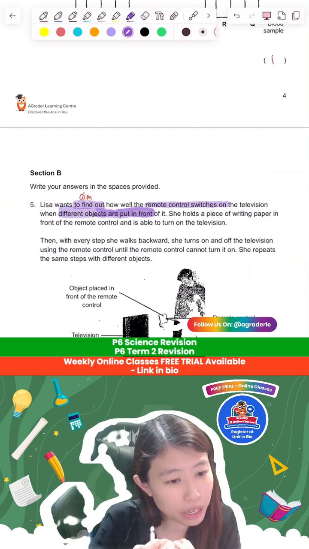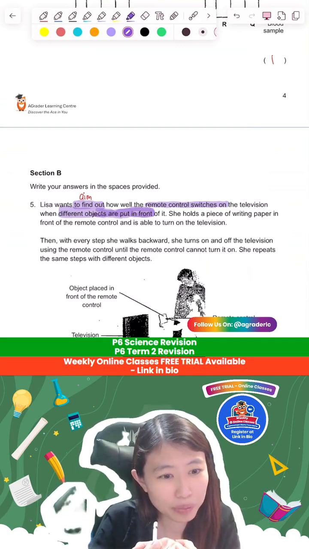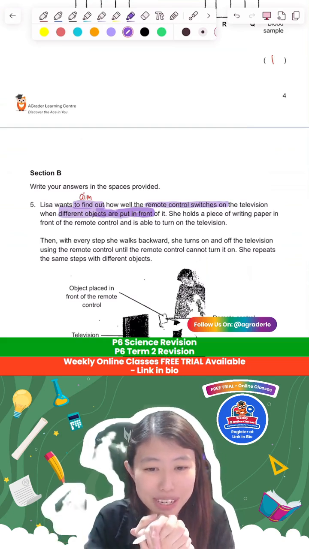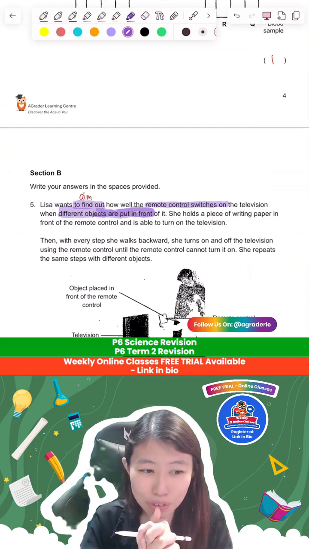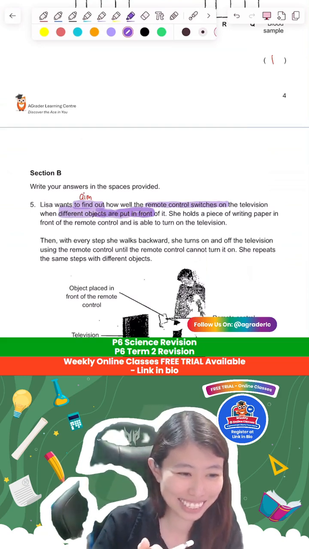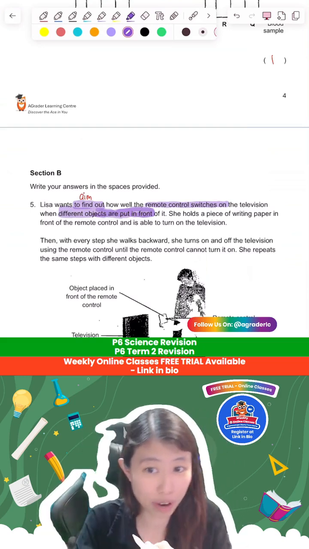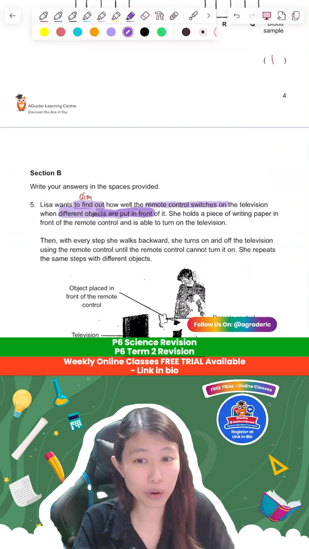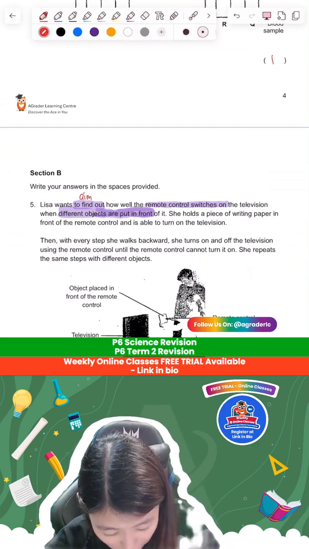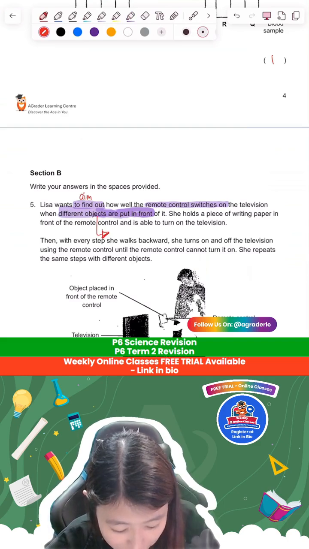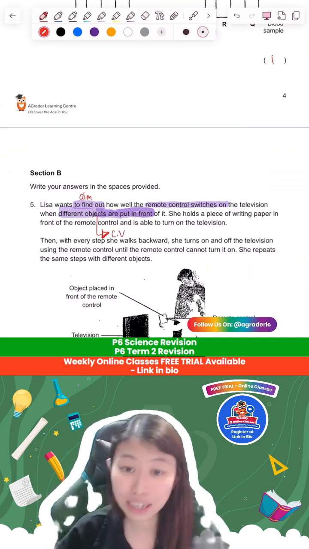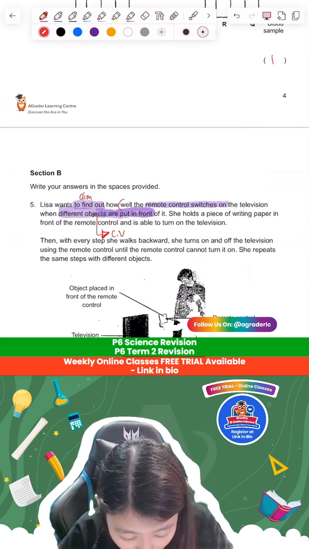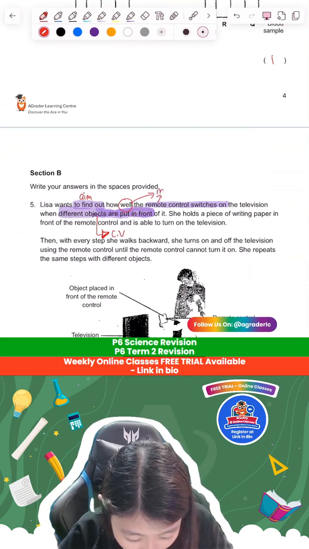So what is my change variable here, everybody? Look out for the word different. Item in front. Okay, not wrong. It's actually the objects that are in front of the remote, which is inside your aim, but it's mentioned later on instead. Not the first thing that was mentioned. So this is my change variable. CV is change variable. And then how well the remote control switches on will be my measured variable.